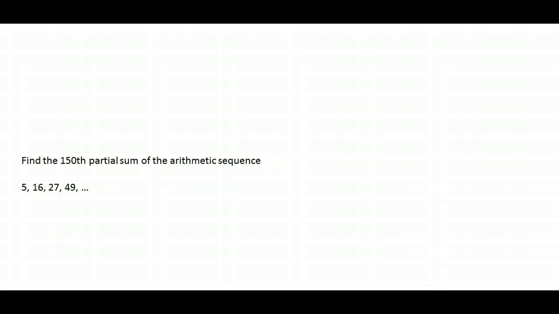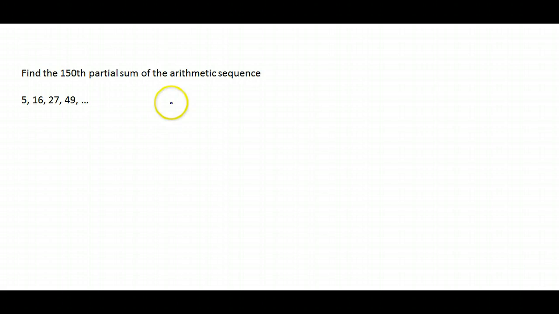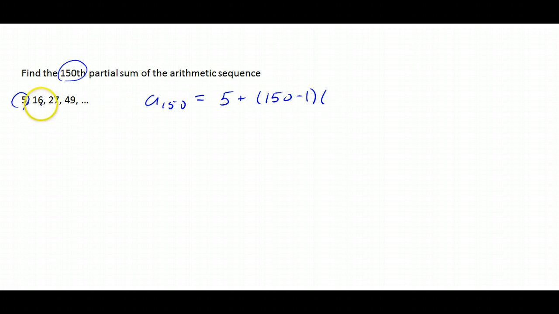Well, what if you don't know the last term? For example, find the 150th partial sum of the arithmetic sequence going on here. Remember we need the first term, which we have. We need the number of terms, which we have. And we need the 150th term. We're going to use our old formula for a sub n. That means we do a sub 1 plus n minus 1 times d. And 16 minus 5 is 11. So the 150th term is going to be 5 plus 149 times 11.